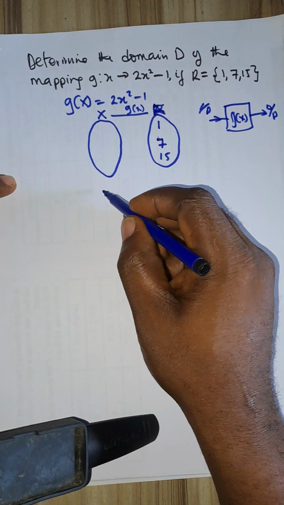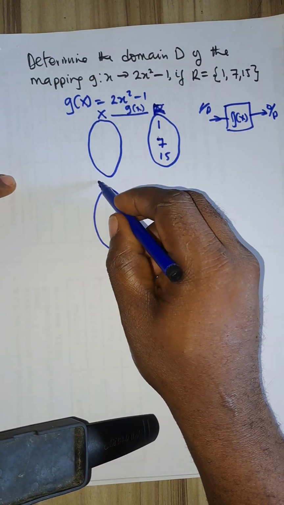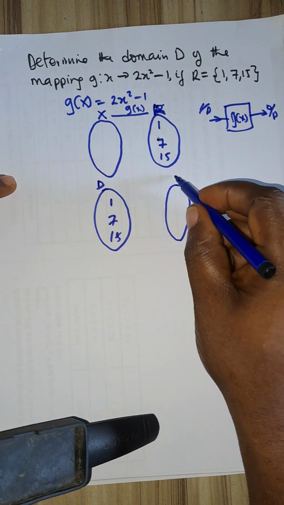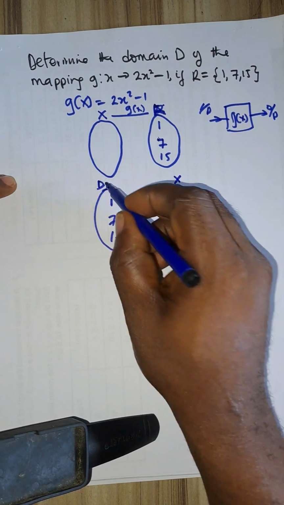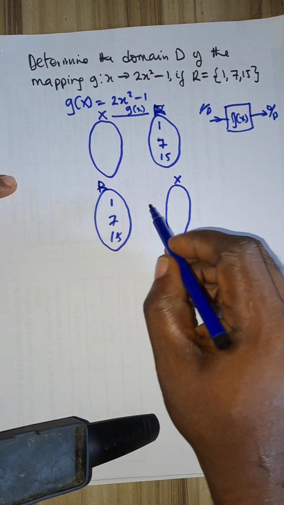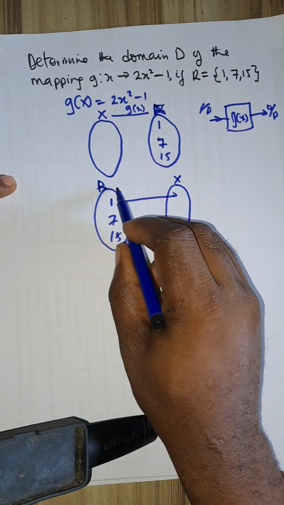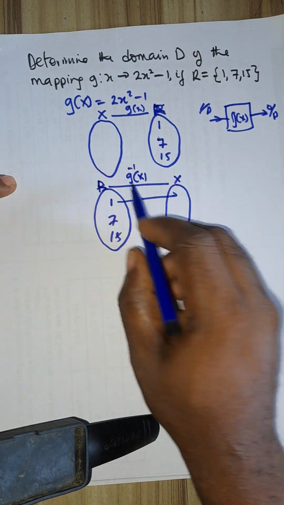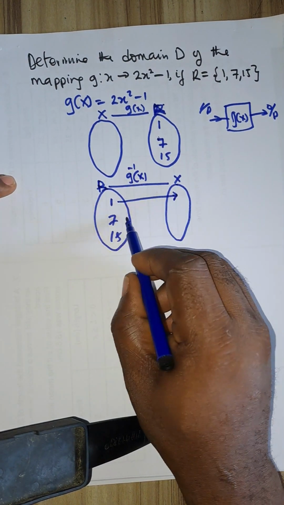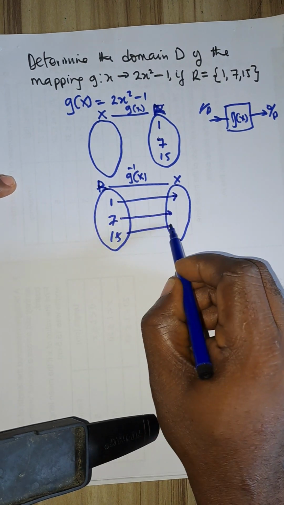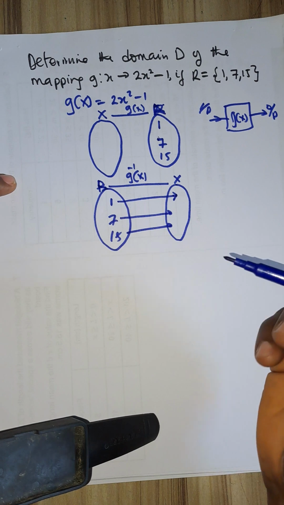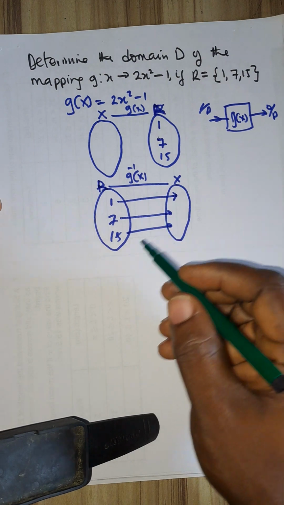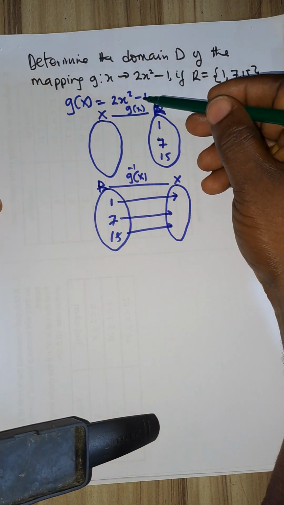All we have to do, in other words, is move from the range 1, 7, 15 to the domain x. So now it has to be the inverse of this, g inverse. What will 1 give, what will 7 give, and what will 15 give? We don't know, so work it out. Now literally what we're supposed to do is to find the inverse of g(x).